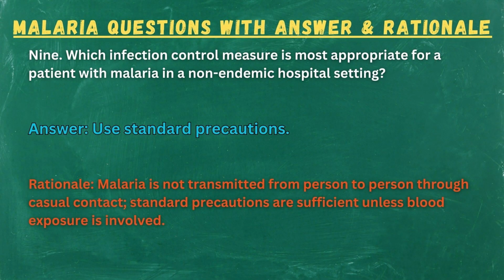9. Which infection control measure is most appropriate for a patient with malaria in a non-endemic hospital setting? Answer: Use standard precautions. Rationale: Malaria is not transmitted from person to person through casual contact. Standard precautions are sufficient unless blood exposure is involved.